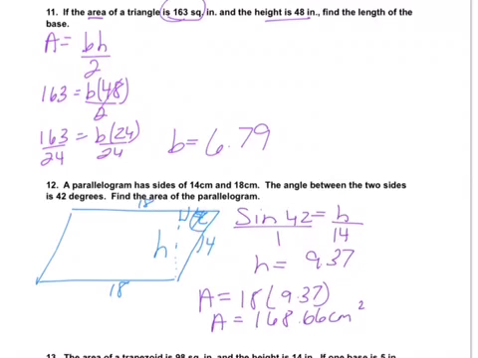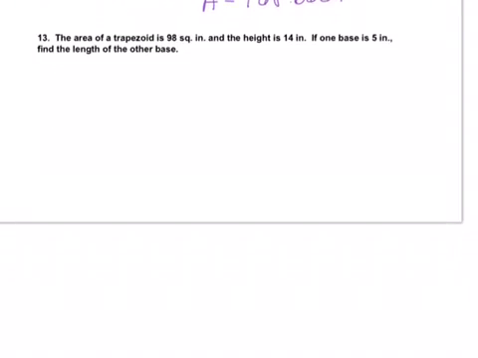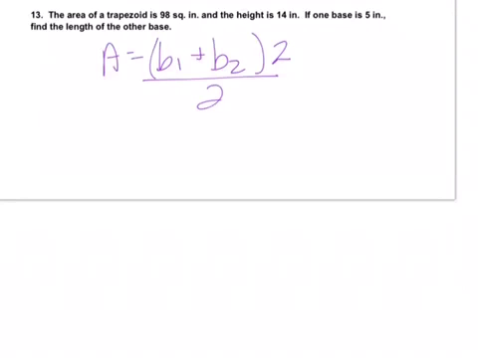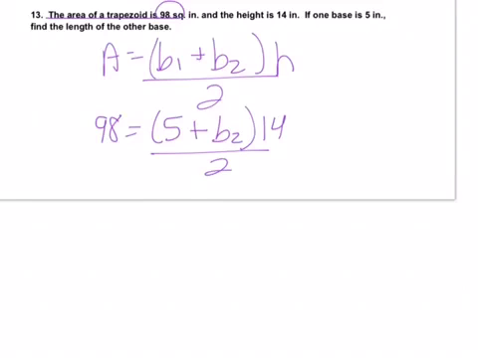centimeters squared. Okay, moving on to number 13, the area of a trapezoid is 98. So I'm going to write the formula for area of a trapezoid. Base 1 plus base 2 times your height, divided by 2. So I have my area, it tells me it's 98 square feet, so I have to replace A with 98. The height is 14, and one base is 5, so I'm going to put 5 plus the other base times 14, all divided by 2.